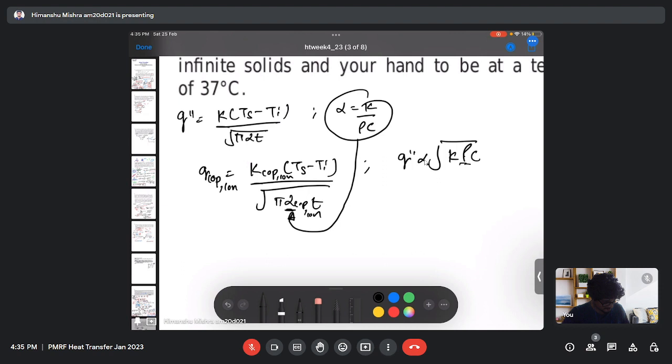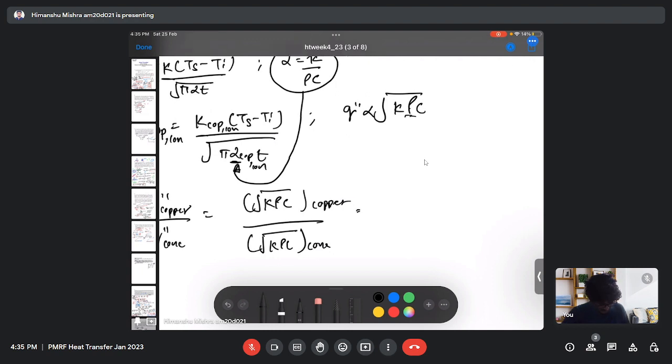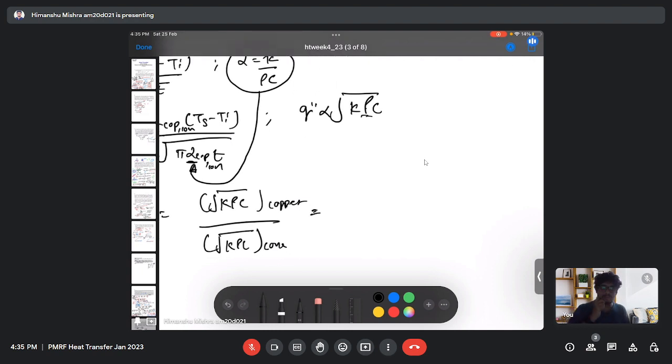So I can write copper by concrete as, for copper, for concrete. And since we have been given the materials, we can just write down the properties of the material.